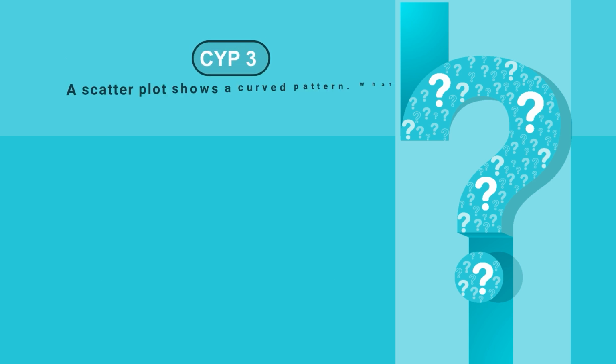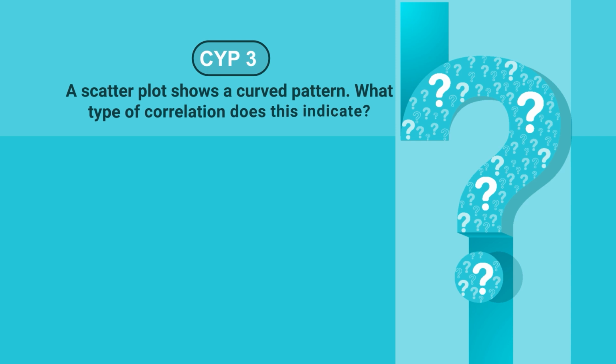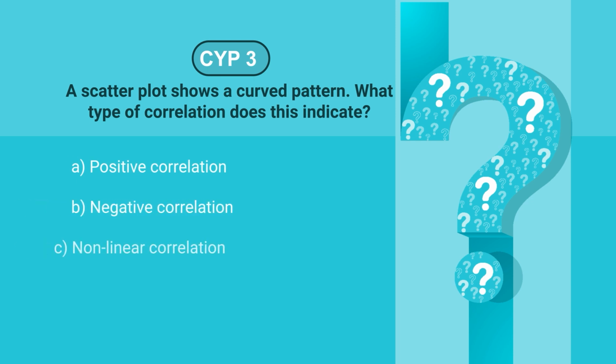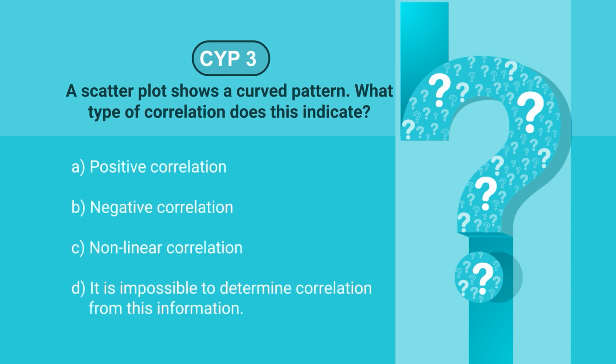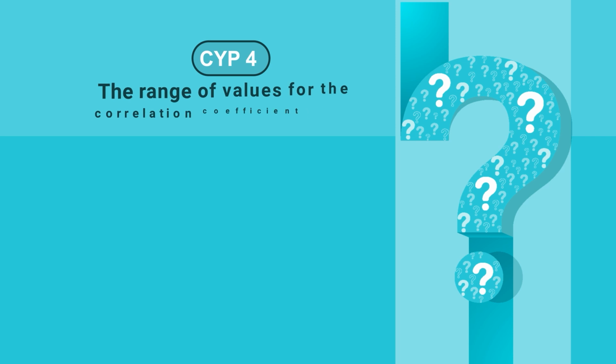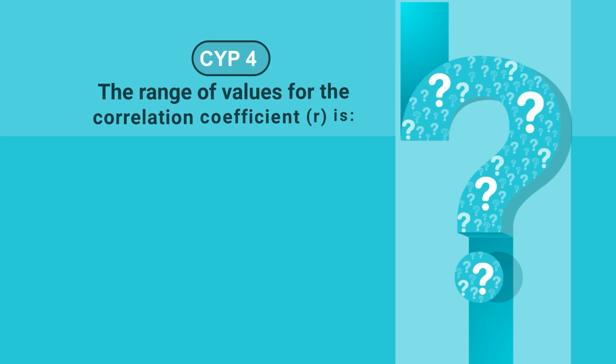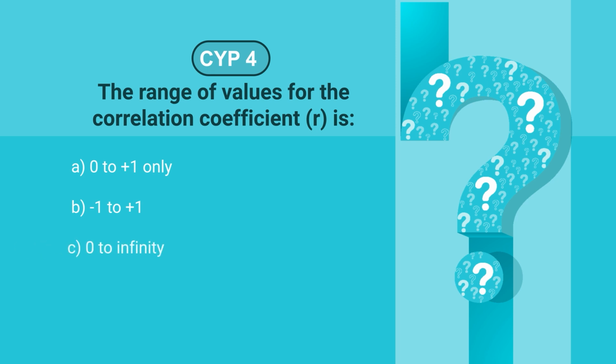Question 3 is, a scatter plot shows a curved pattern. What type of correlation does this indicate? Option A, positive correlation. B, negative correlation. C, non-linear correlation. D, it is impossible to determine correlation from this information. Question 4, the range of values for the correlation coefficient is option A, 0 to +1 only. B, -1 to +1. C, 0 to infinity, and D, -infinity to +infinity.